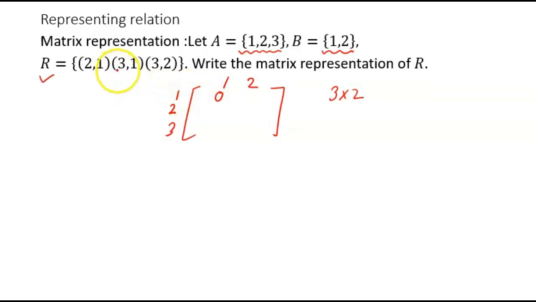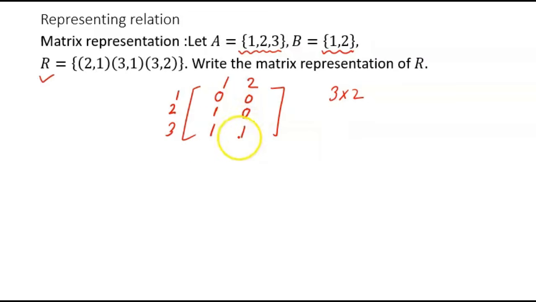So the idea is that if that element is present, I will put a 1, and if that element is not present, I will put a 0. Now 1 comma 2 is also not present, so I will put a 0. 2 comma 1 is present, so I am going to put a 1 over here. 2 comma 2 is not present, so I am going to put a 0. 3 comma 1 is present, so I put a 1. And 3 comma 2 is present, so I put a 1.